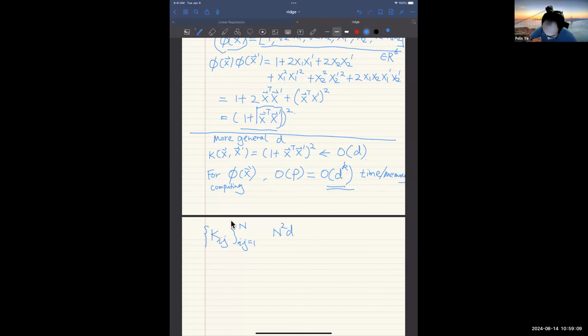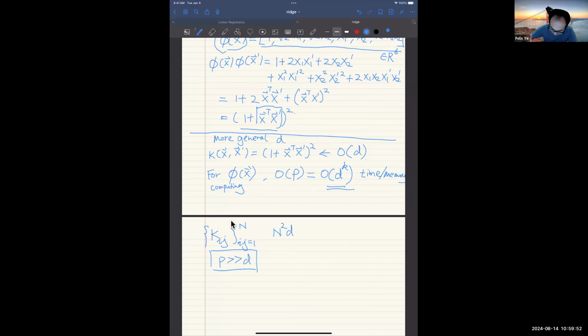Since p is significantly bigger than d, it is totally possible that calculating the K matrix will be much more efficient than writing out phi x explicitly, because phi x is very hard to write and also takes a lot of memory and time to write explicitly. So that means these features are kind of implicit. We want to access them through the kernels.